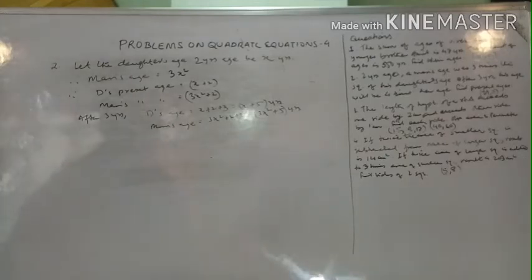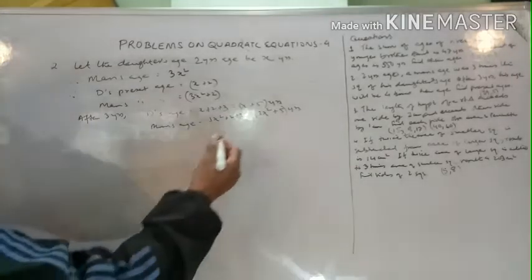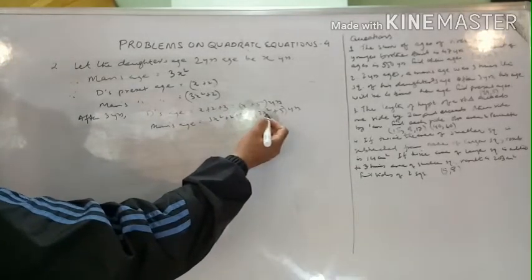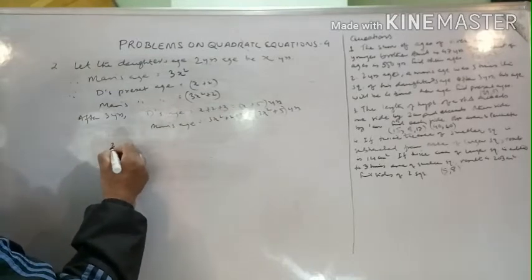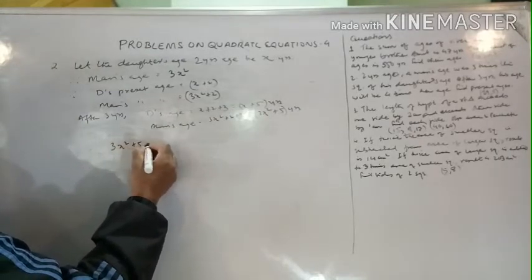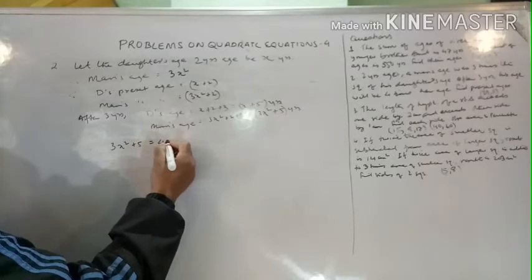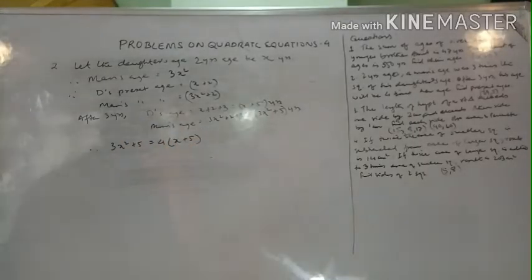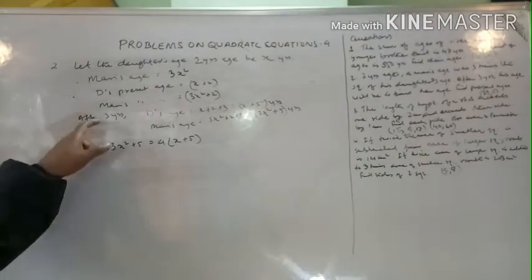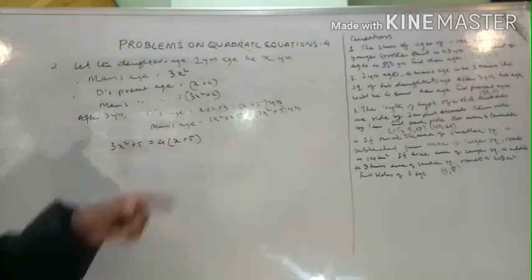But now the question says after 3 years his age will be 4 times the daughter's age. So according to the question, his age 3x square plus 5 is equal to 4 times the daughter's age, 4 times x plus 5. This is the equation, because after 3 years his age will be 4 times the daughter's age.